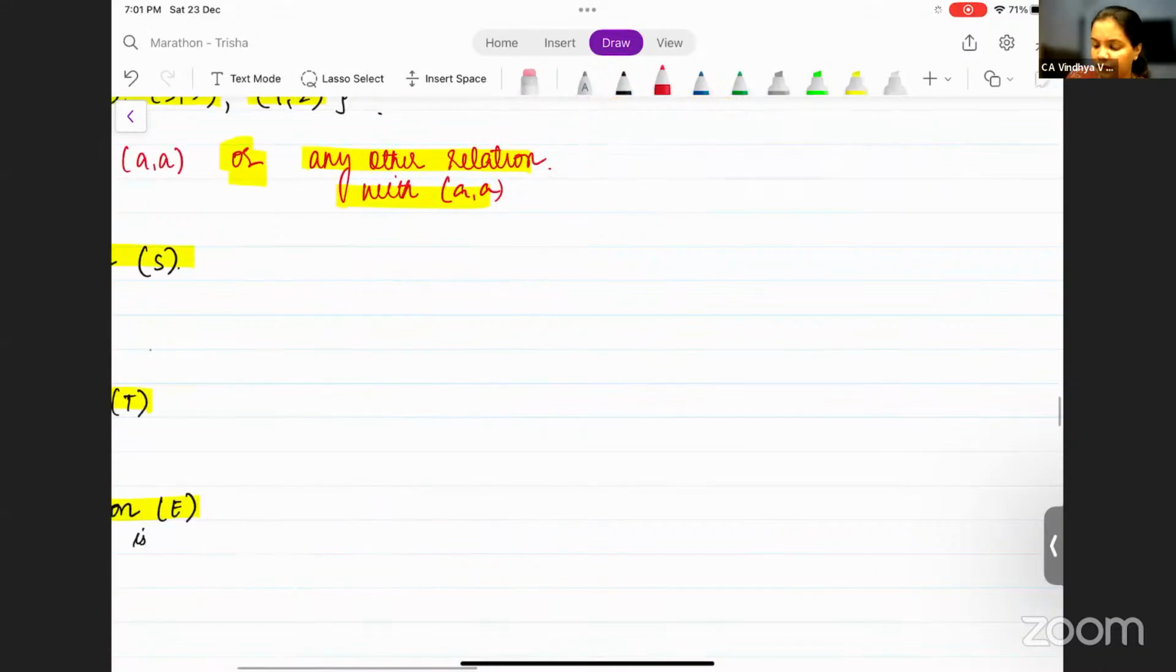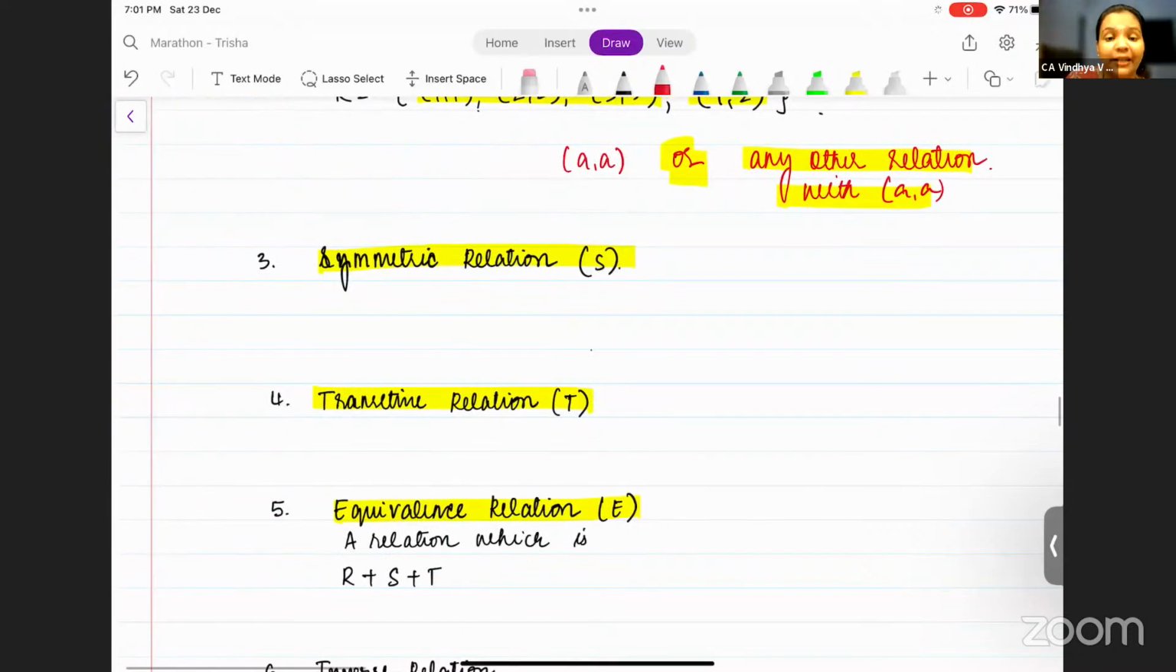Now, in case of symmetric relation, if you have A comma B, then you should have a corresponding B comma A. So if you have 1 comma 2 and if you have a 2 comma 1 in the relation, then it is called a symmetric relation. If A comma B is not there, then B comma A need not be there. But to call a relation symmetric, if A comma B is there, then a corresponding B comma A should be there.